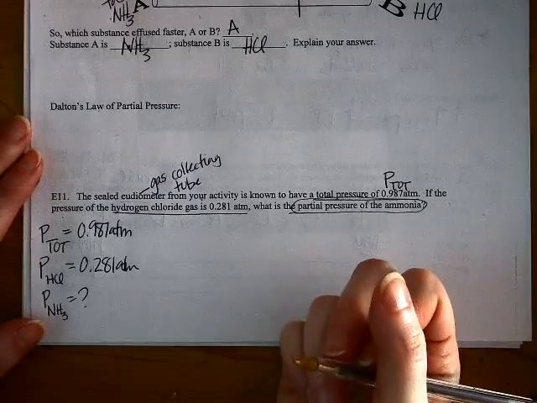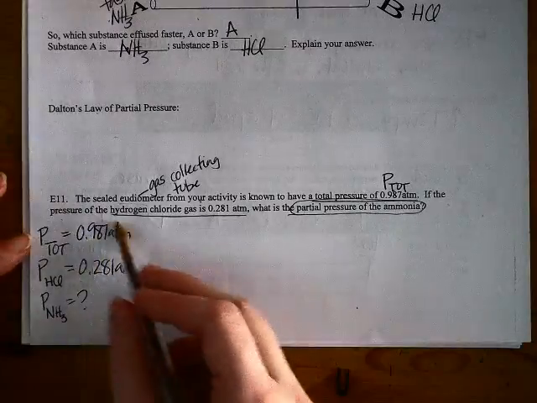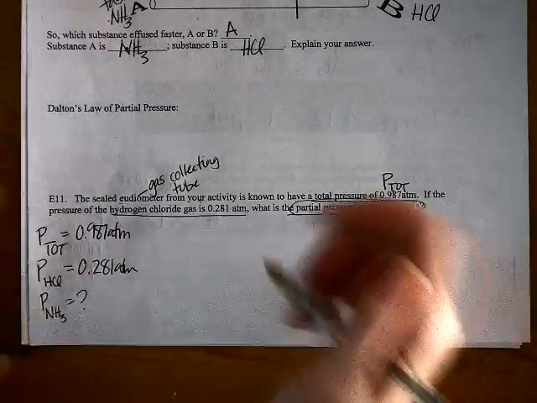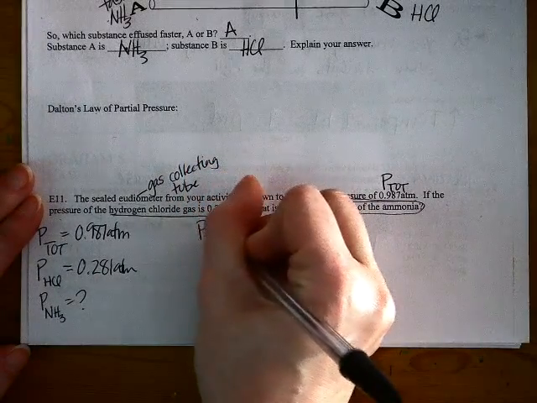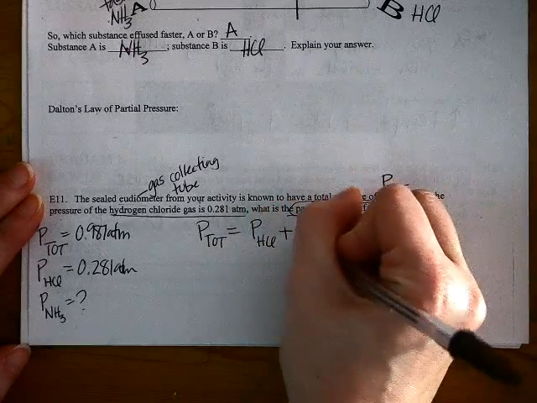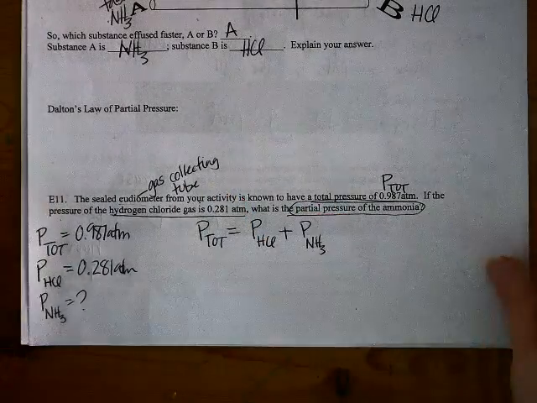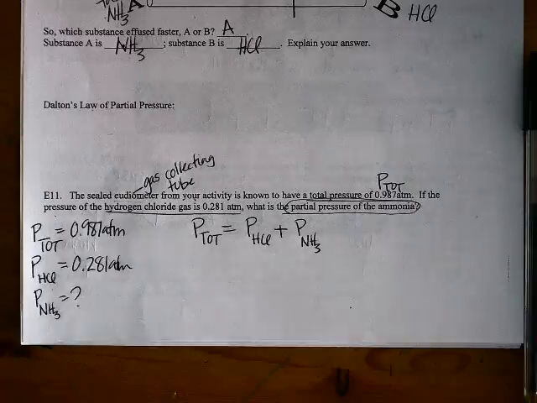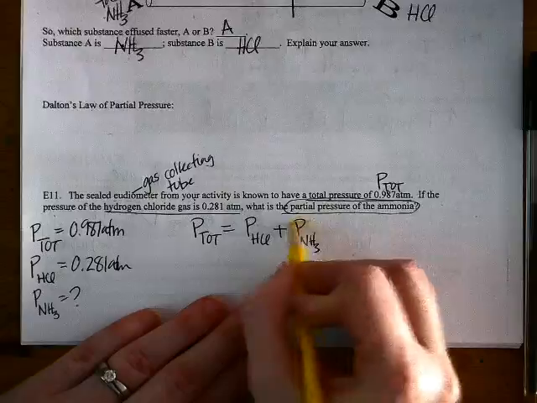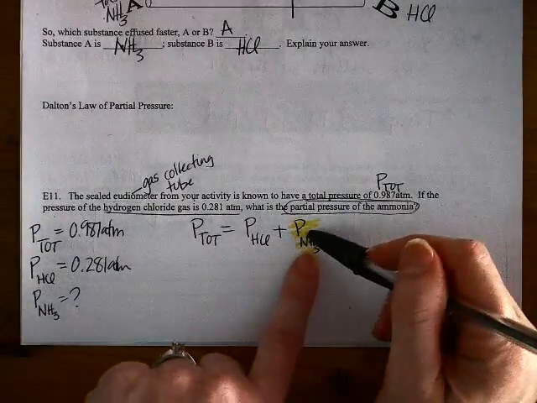How would you find that? If the whole thing's 0.987, we're going to end up subtracting. Now, to keep things consistent, we're going to go ahead and write our formula. P total is equal to the pressure of hydrochloric acid plus the pressure of NH3. I'm doing it that way because are we always going to subtract? No, I could be looking for the total pressure. But in this case, I'm looking for the pressure of ammonia.